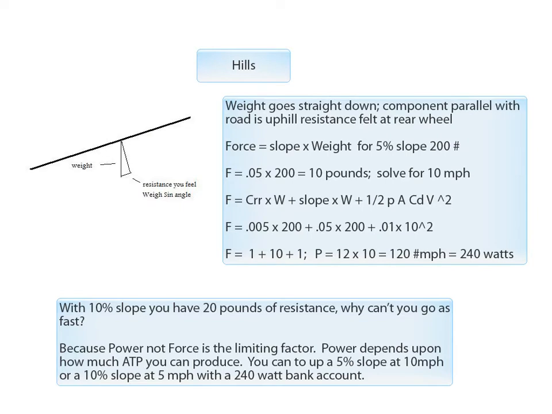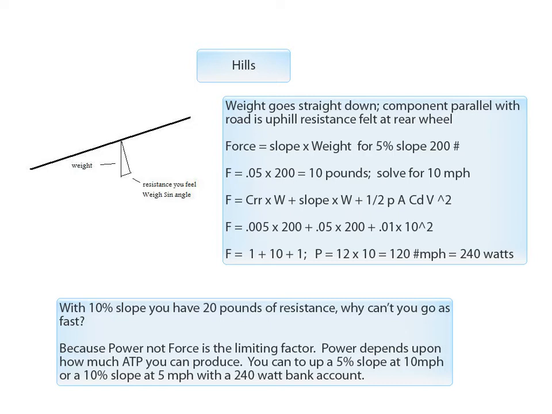Hills. There's a nice little diagram here that shows you the slope of the hill and the gravity. Your weight goes straight down. You break that into components, and the component that's parallel with the slope is the resistance that you're going to feel at the back wheel. You just measure the slope. It doesn't matter if you use a sine slope or a tangent slope. They're very close at small angles. So if you have a slope of 5%, like the hill by Messengers or the hill on Salina Road that goes up between the trees after the creek on the way home, times 200 pounds, you have 10 pounds of resistance.